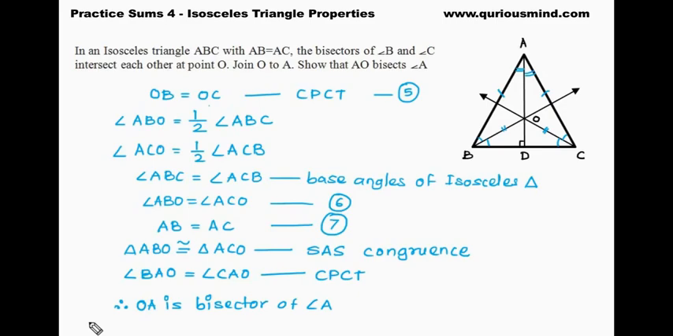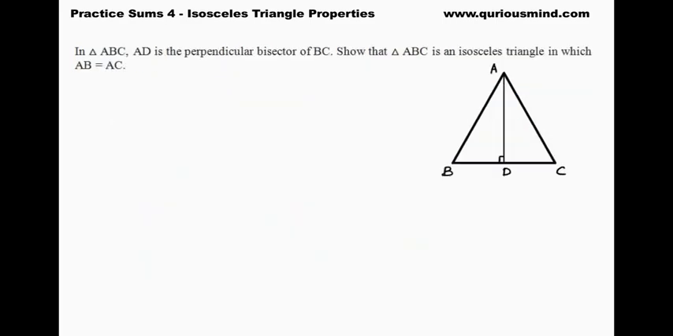Let's go to the next sum. In triangle ABC, AD is perpendicular bisector of BC. Show that triangle ABC is an isosceles triangle in which AB is equal to AC. So we have to prove AB is equal to AC. Now what is given? Given is this is perpendicular bisector, which means this is going to be equal to this and this is both 90 degrees. Okay, so let's use that and prove these two triangles are congruent.